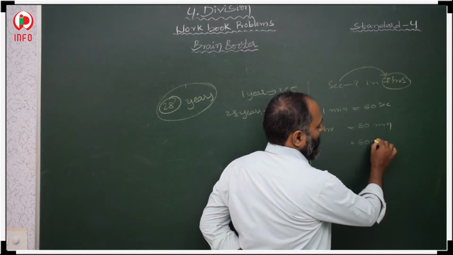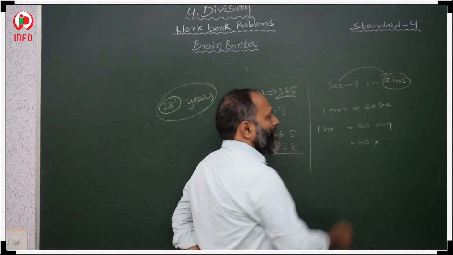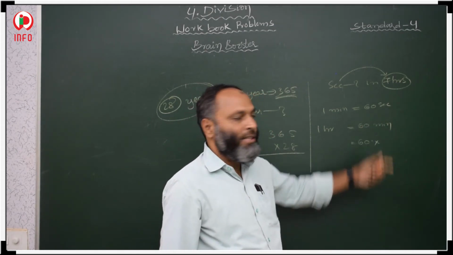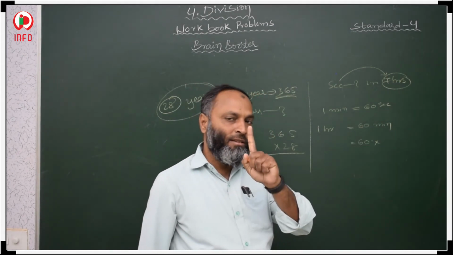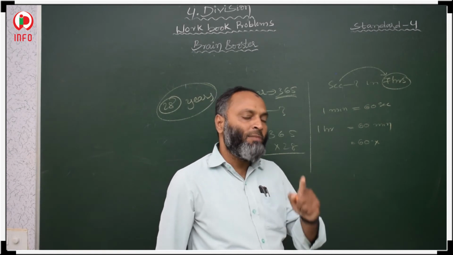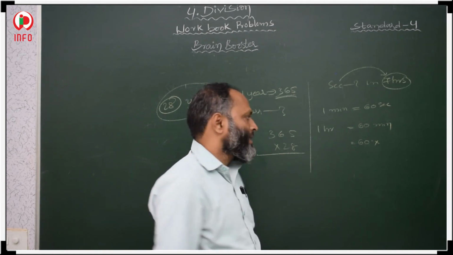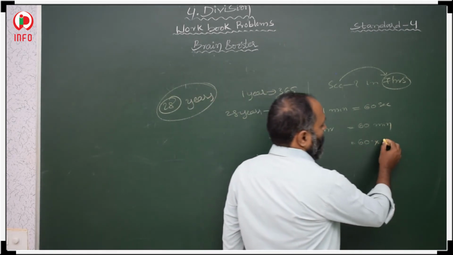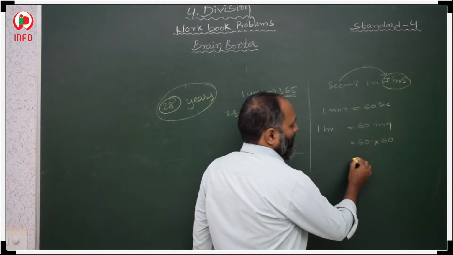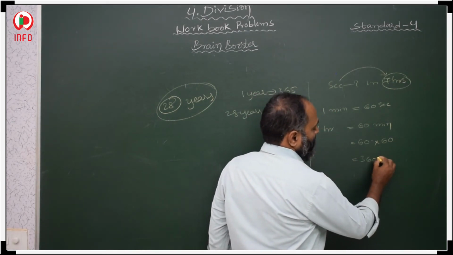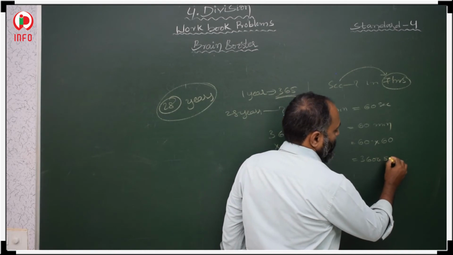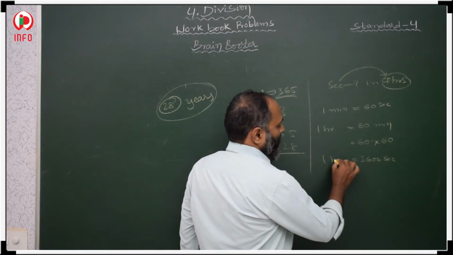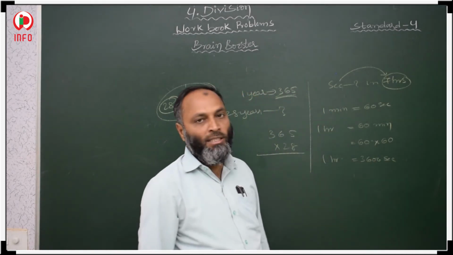60 minutes into this 60 minutes, we have to multiply with seconds, because 1 minute is equal to 60 seconds. Then 60 minutes is equal to how many seconds, that we have to find. 60 into 60, then you will get 3600 seconds. In 1 hour we have 3600 seconds.